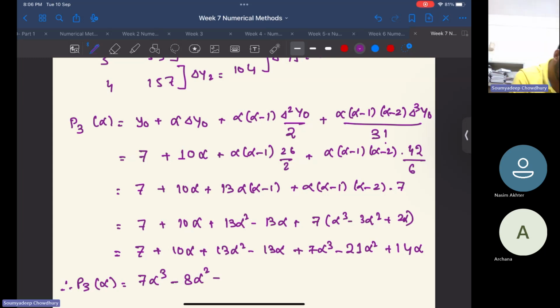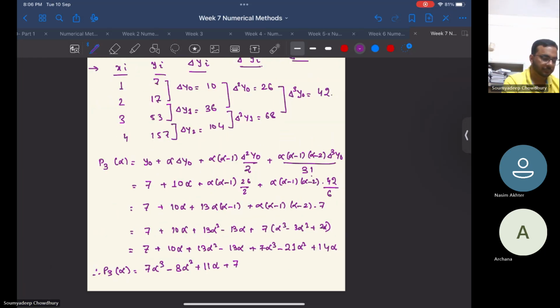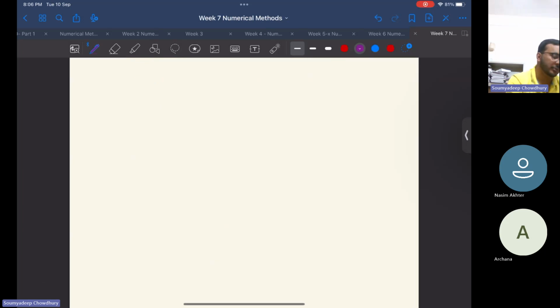So this is 14 alpha plus 24 minus 11 alpha plus 7. So this is your interpolating polynomial in terms of alpha. So now at the last step, we will substitute alpha, because your final polynomial answer should be in terms of x. What is alpha? Alpha is (x minus x naught) by delta x. Your x naught was 1 and delta x is also 1. So alpha is x minus 1.